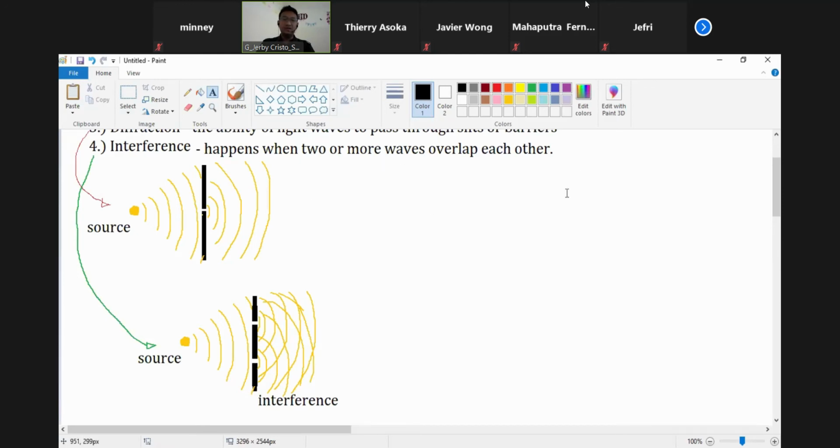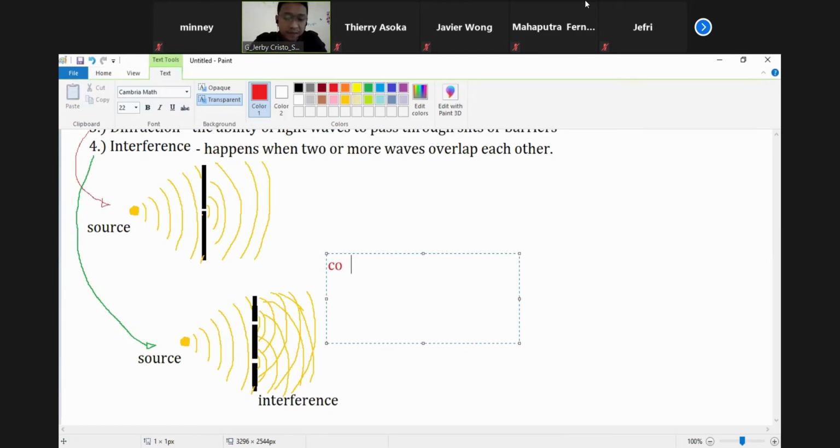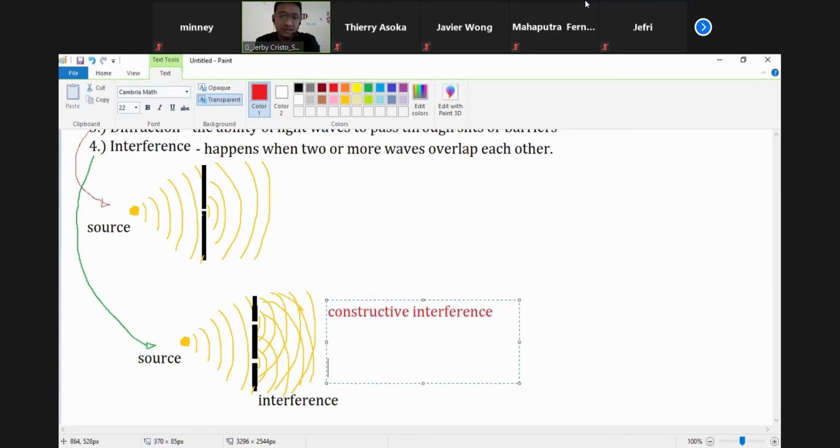Now, there are two things that would happen to the energy as light waves, or even some other transverse waves, interfere, or even sound waves as well. So the first one is called constructive interference, while the second one is destructive interference.